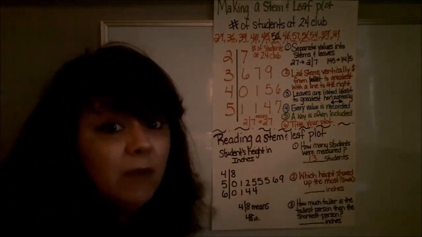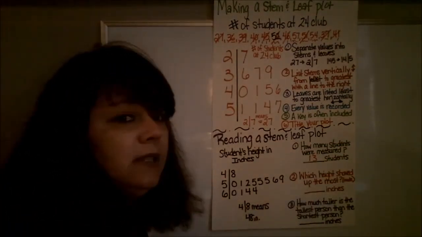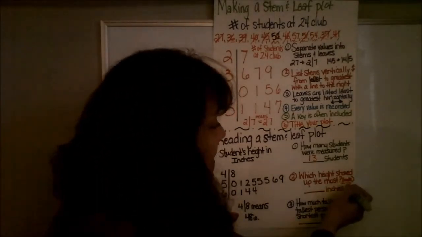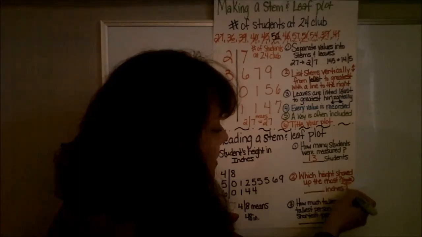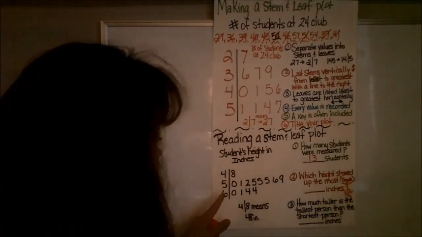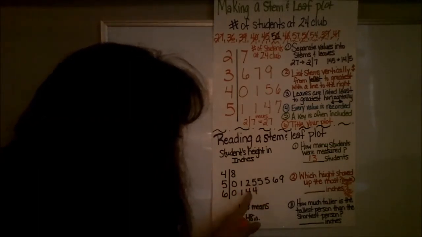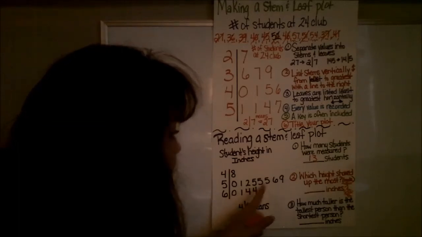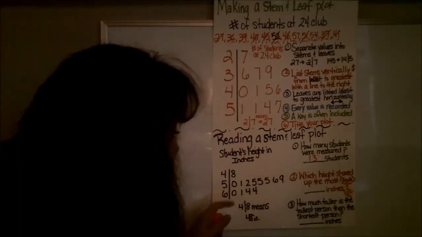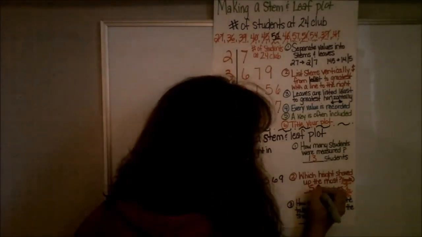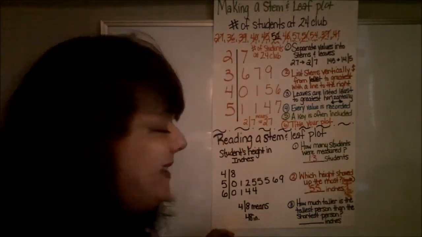Which height shows up the most? We're going to talk a lot about this this week. That's called the mode. Mode. That M-O helps me remember most. Most often. I can quickly look here and see that 55 was repeated 3 times. 64 was repeated only twice. So the height that showed up the most was 55 inches. Oops, sorry, that was my tape.